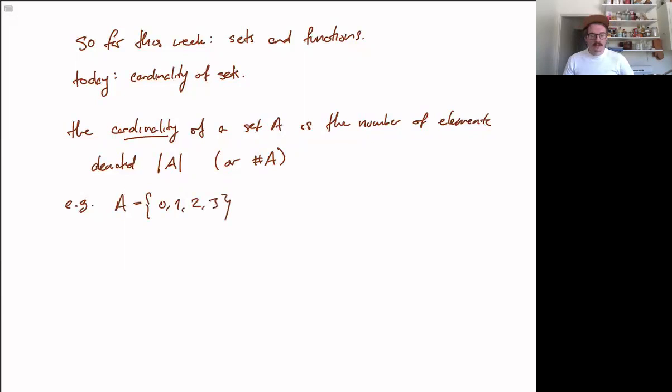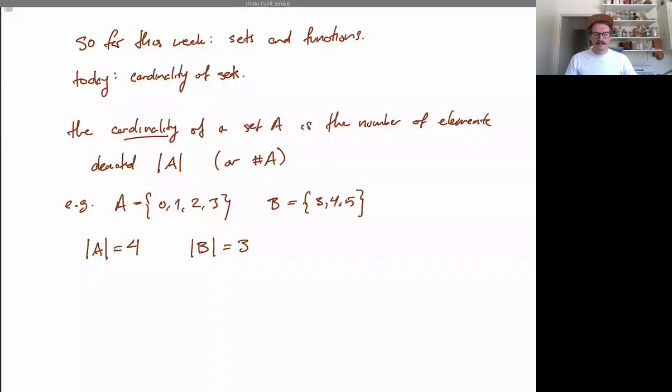If we have a set A like this, and let's have a set B like this, so we can do some stuff from a couple lectures ago as well, some unions and intersections. 3, 4, 5. Got two little sets here. So let's see. The cardinality of A is the number of elements. There are 4 elements. We can just count them. So the cardinality of A is 4. Cardinality of B, again, number of elements. In this case, B has 3 elements.